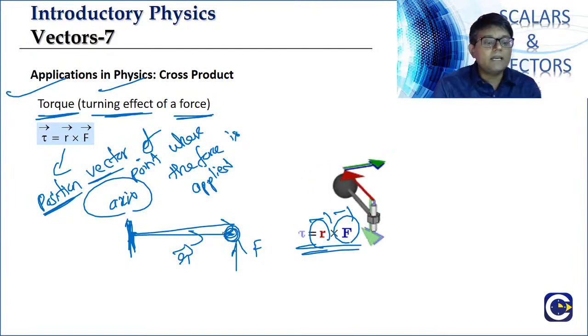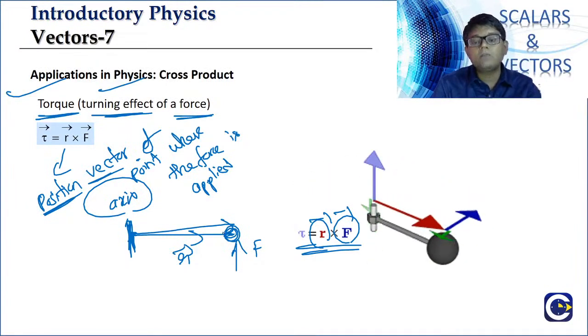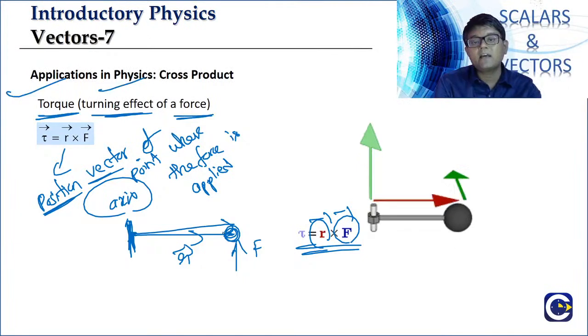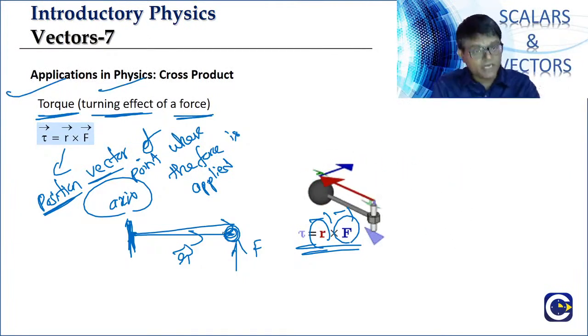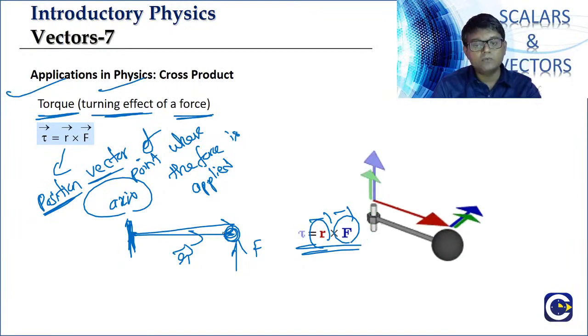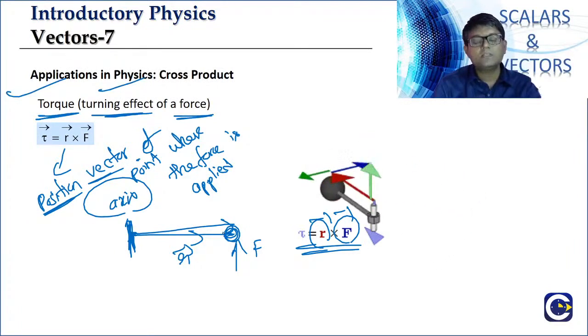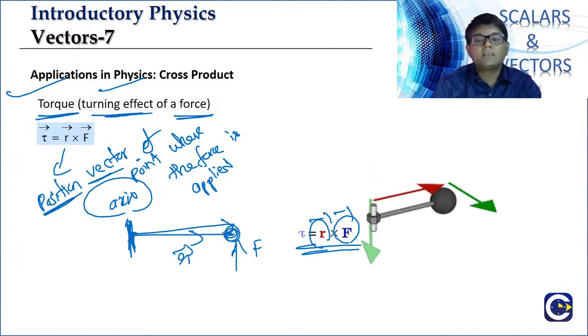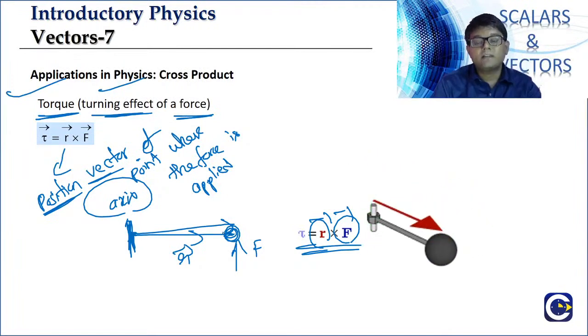If R bar is known and F bar is known, how will we find the torque? By taking the cross product value. Clear? So this is the kind of application we will have for vectors.